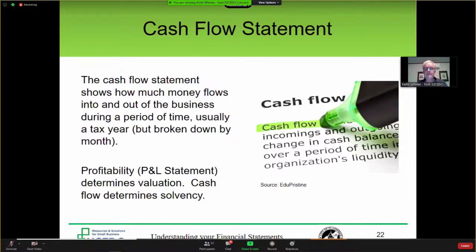Cash flow, on the other hand, determines solvency. That is whether or not you survive, whether your business lives or dies, and that's even more important. Your business has to survive, and that's all based on the cash flow.